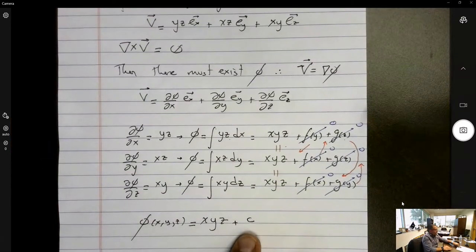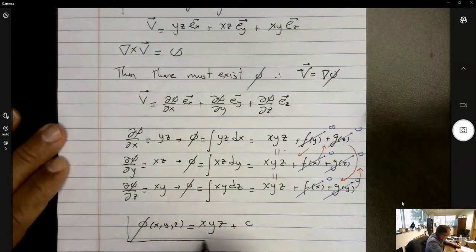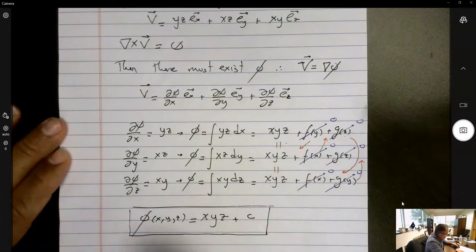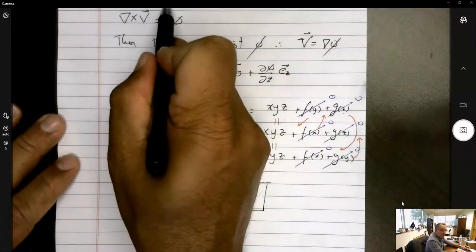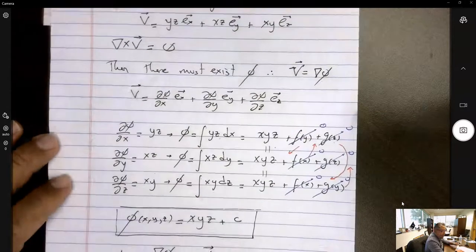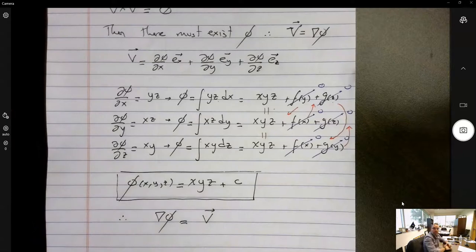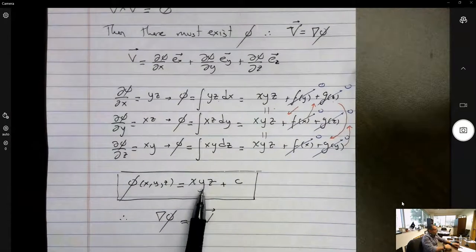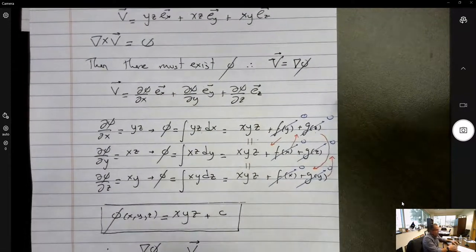Why a constant? Well, because when you take the gradient of these, you get the velocity that I gave you up here, yz, xz, xy, in all three directions, regardless of what the value of the constant is. So the constant has to appear there as a potential function to this velocity field, or this vector field. So this is how you do this problem in reverse, for instance.